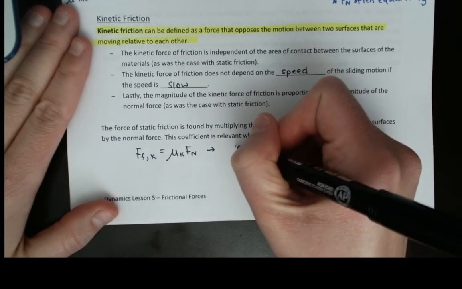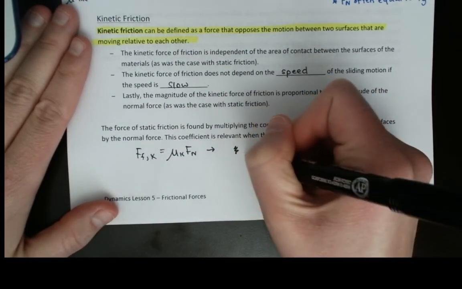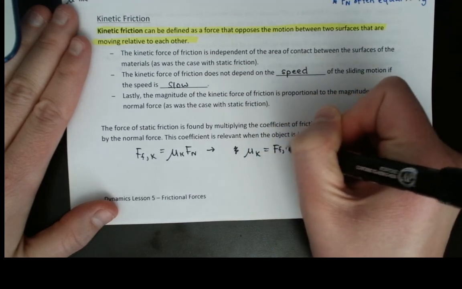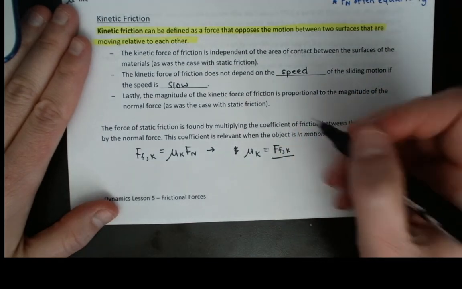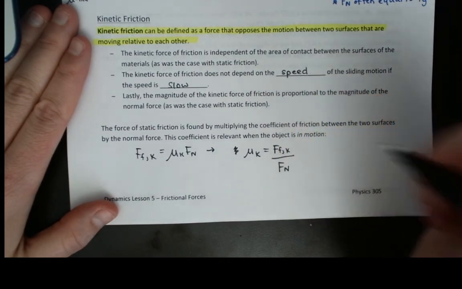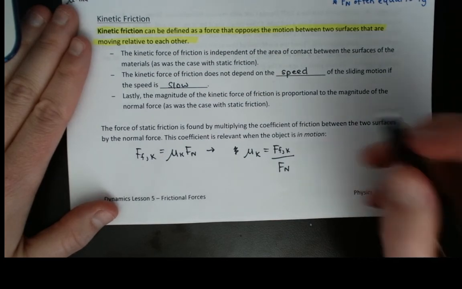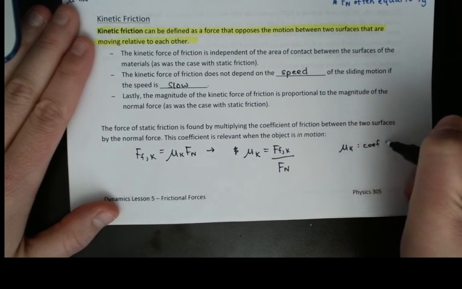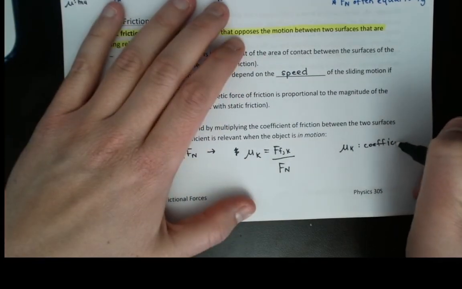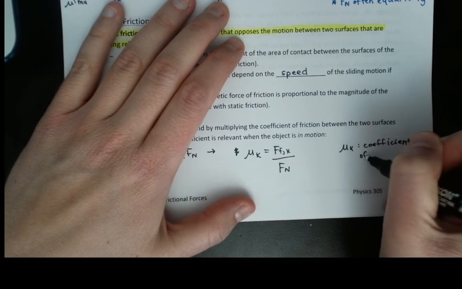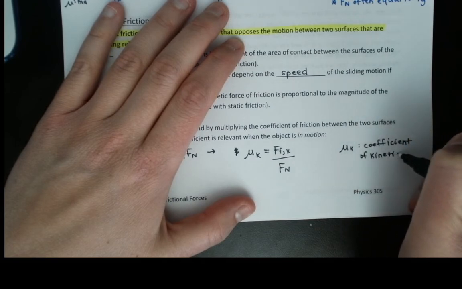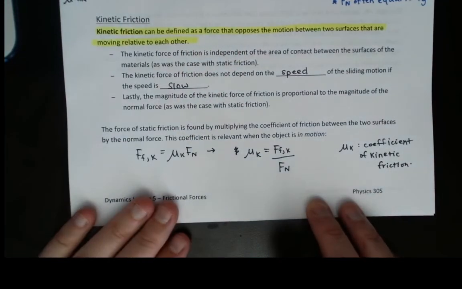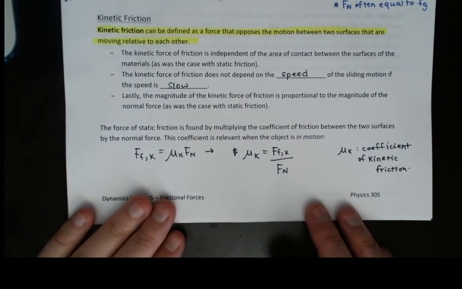But yeah, so we rearrange this and we get the coefficient of kinetic friction is equal to kinetic friction divided by normal force, okay? Where this time mu k is the coefficient of kinetic friction. Okay? And again, no units. It's just a ratio.